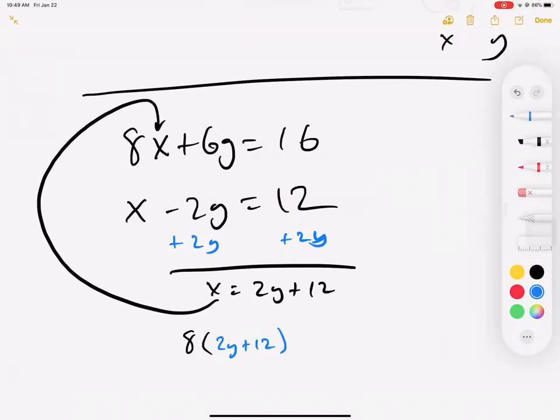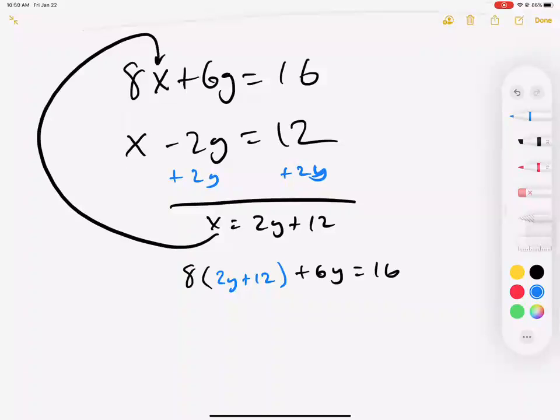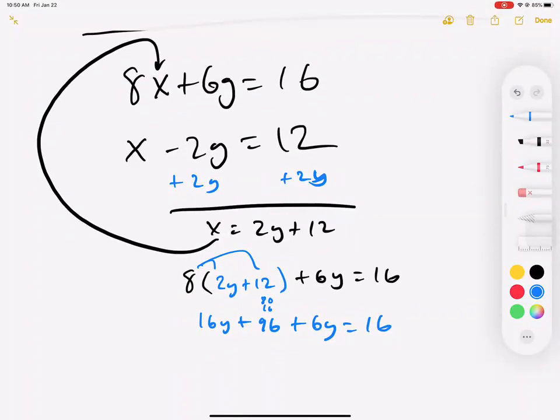x is now 2y plus 12, everybody, plus 6y equals 16. Again, this is really just the algebra behind it. We're working on our algebra. Now, this is literally what we've been doing since September. We distribute the 8, that's 16y plus 8 times 10 is 80, 8 times 2 is 16, 80 plus 16 is 96, right? Plus 6y is equal to 16. Hey, we have y's, like terms. So I'm going to add the 16y and our 6y together. 16 plus 6 is 22y plus 96 equals 16.